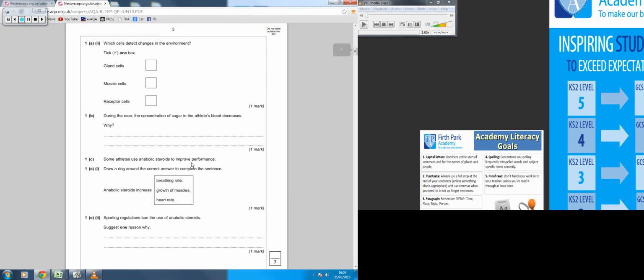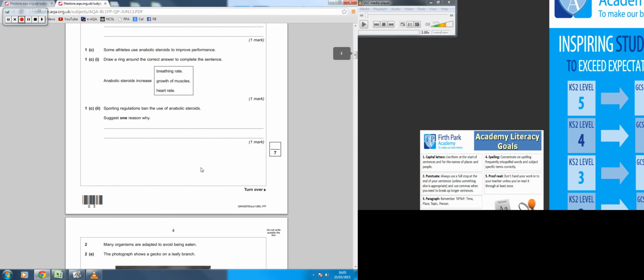Next bit, looking at which cells detect changes to the environment. And then question 1b, looking at concentration of sugar. Why does it decrease? Think about putting a keyword in there. There's an easy keyword you can throw in. 1c, looking at anabolic steroids, so circle the correct answer, and then 1c part 2, suggest a reason why they are banned. So come up with a sensible reason, that will get you a mark.